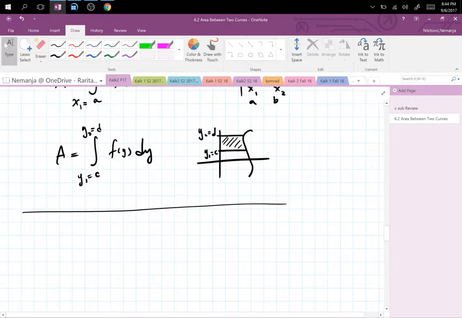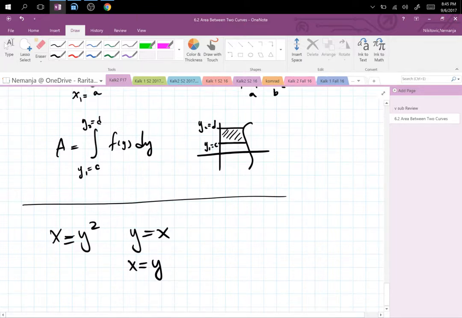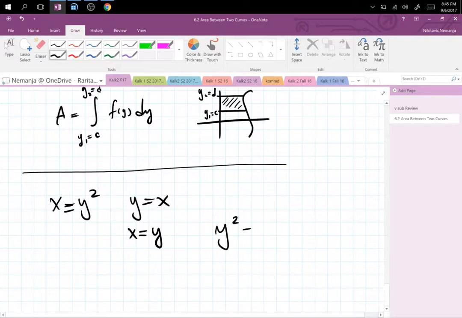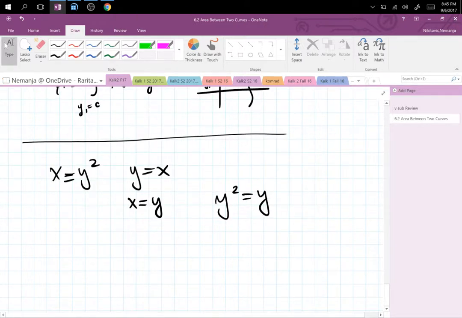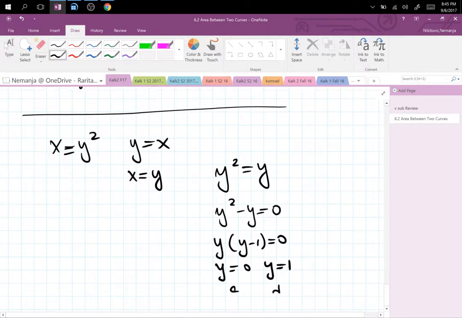So now for my problem above, I have x equals y squared and y equals x. Well, I will write this one as x equals y because y is the independent variable. And then I set these equal to each other. And here I can find the limits of integration. Here are your c and d, 0 and 1. So you set functions equal to each other, and you get the intersection points between the two.